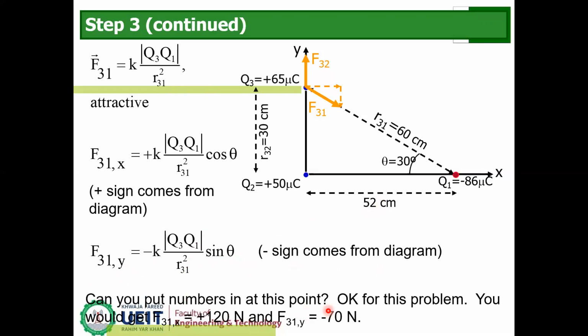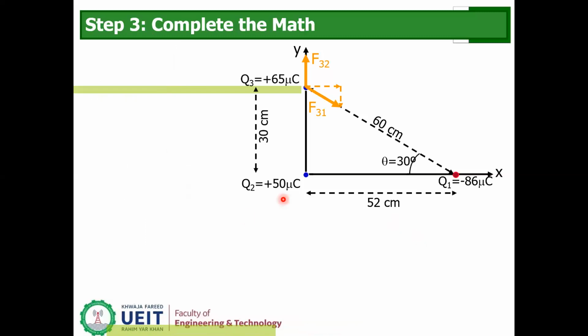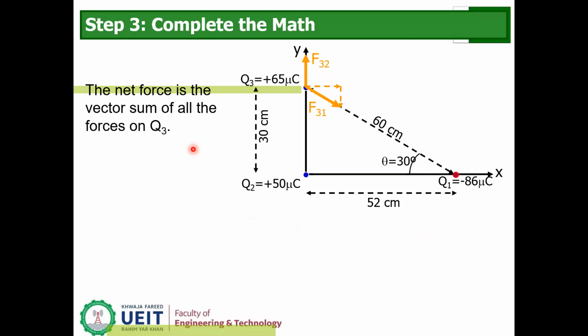Can you put numbers in at this point? Okay, for this problem, you would get F31x is equal to plus 120 Newton and F31y is equal to minus 70 Newton. In step 3, complete the math for these 3 points. The net force is the vector sum of all the forces on Q3. So this is the resultant force F3, or the resultant of F31 and F32 is F3.